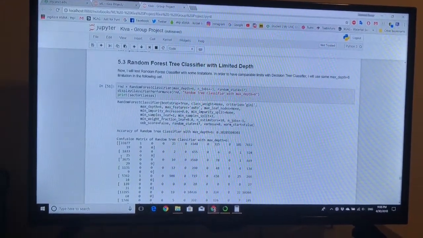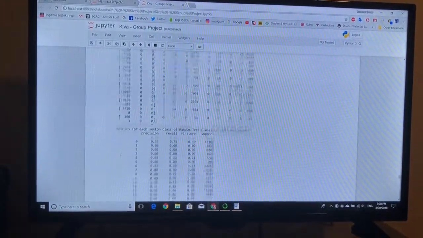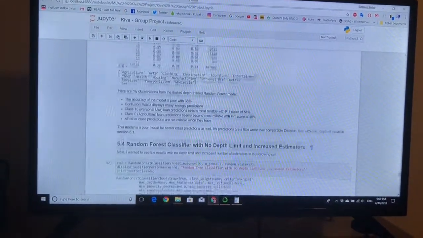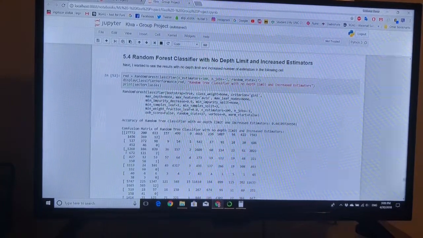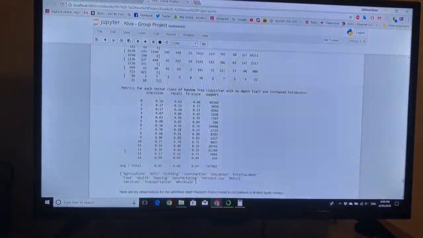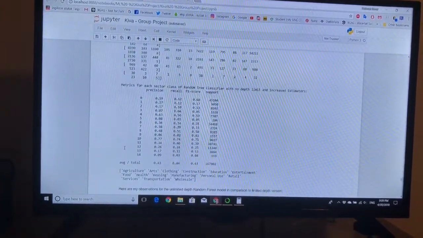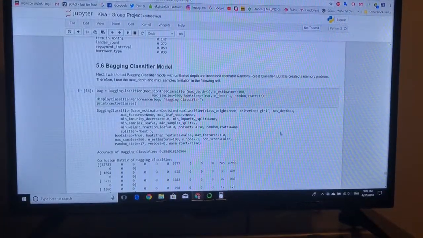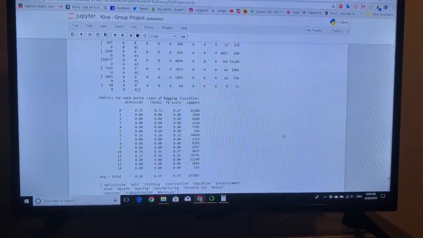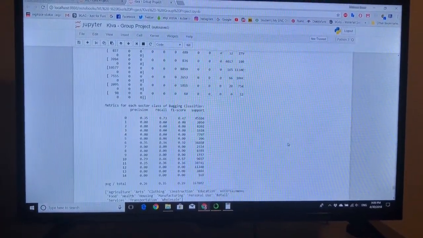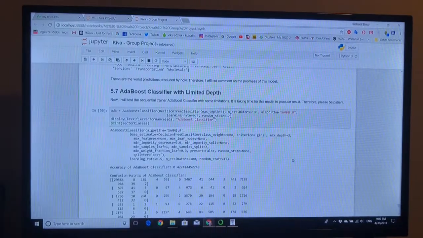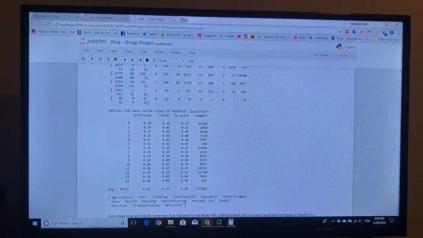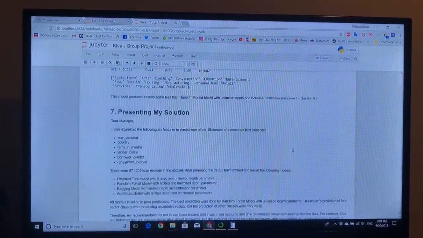The third one is a random forest classifier with limited depth. And on this one, the precision is 38%, recall is 38%, and F1 is 33%. The fourth one is a random forest classifier with no depth limit and increased estimators. And here we got the precision to be 43%, recall is 44%, and F1 score is 43%. For the bagging classifier model, the precision is 26%, recall is 35%, and F1 score is 29%. With the AdaBoost classifier with limited depth, the precision is 41%, recall is 43%, and F1 score is 40%.